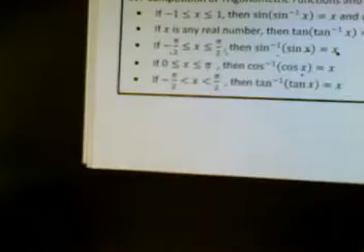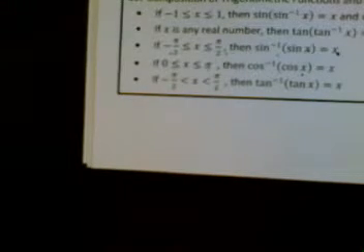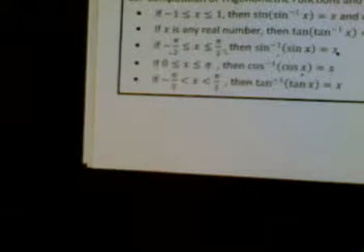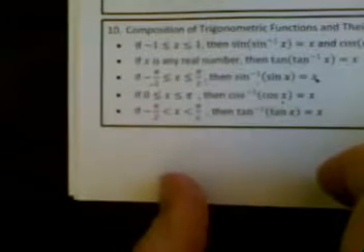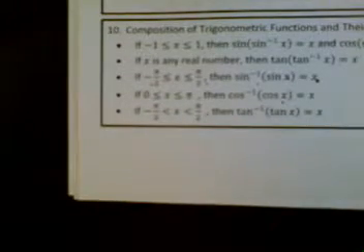Likewise, between 0 and pi, cosine inverse of cosine is defined, again where the graph of cosine inverse is defined. Lastly, tangent inverse of tangent is defined between -pi over 2 and pi over 2. Keep in mind, think about this very carefully.